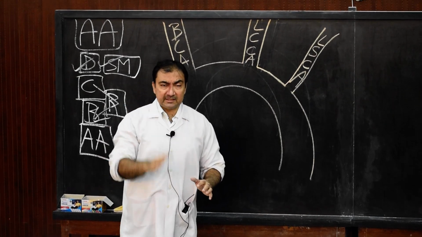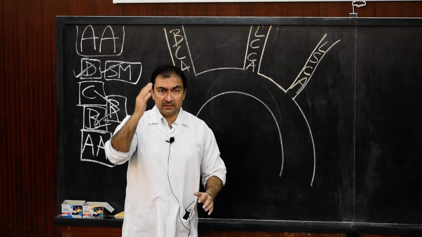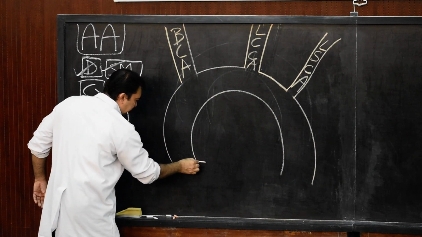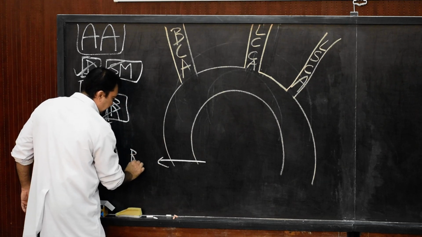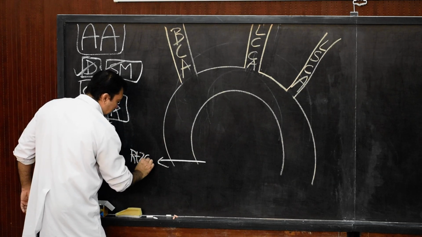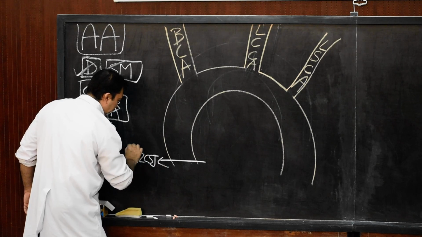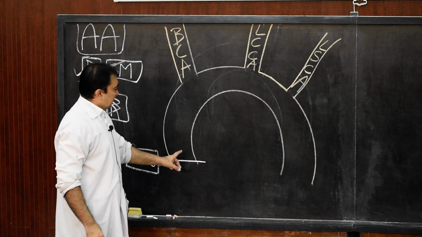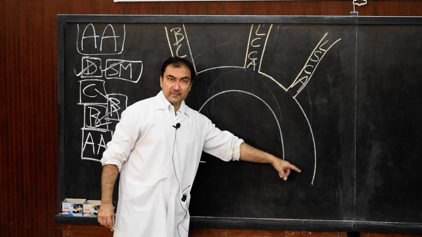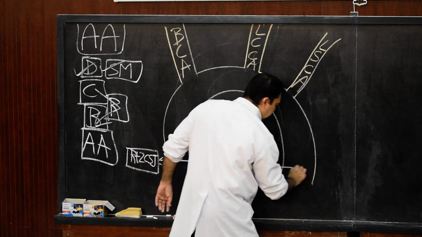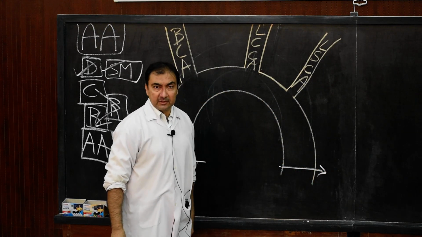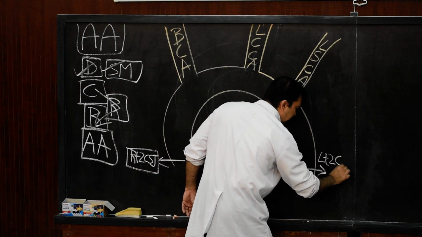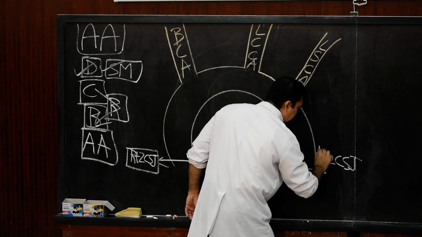The arch of aorta will start at the level of the right second chondrosternal joint. So therefore here we mark this level as the right side second chondrosternal joint. Again, this is asked in MCQs or 1 mark question answer. And then the arch will end on this side as descending thoracic aorta at the level of, if we write on this side, the left second chondrosternal joint.